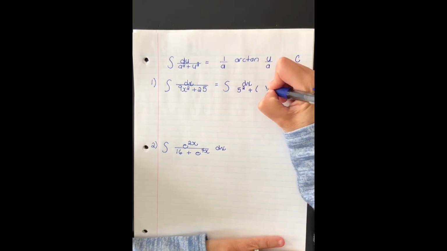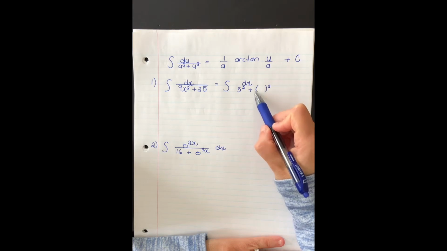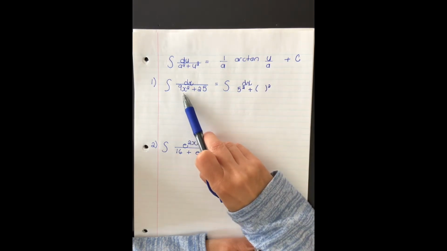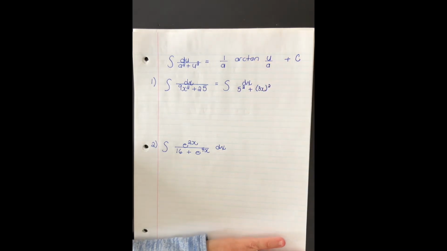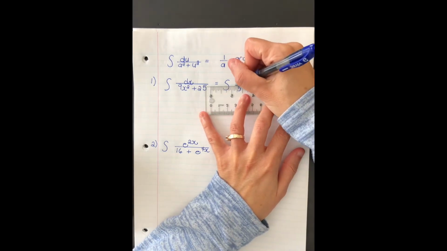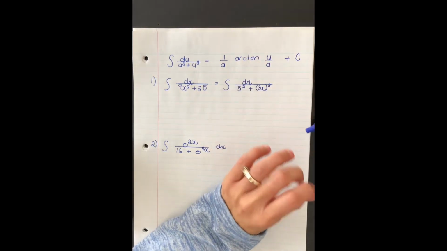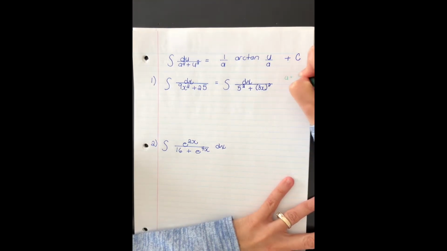And now, in here will be u. So we have 9x squared, and its square root is 3x. So now that we've got the denominator written as two perfect squares, we can state quite easily that a is 5 and u is 3x.